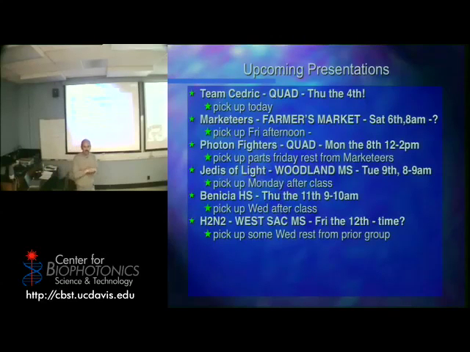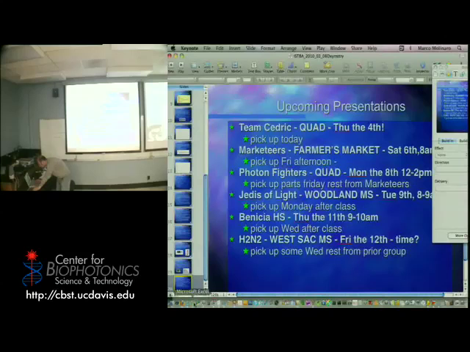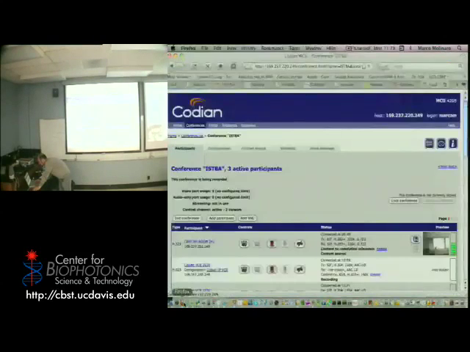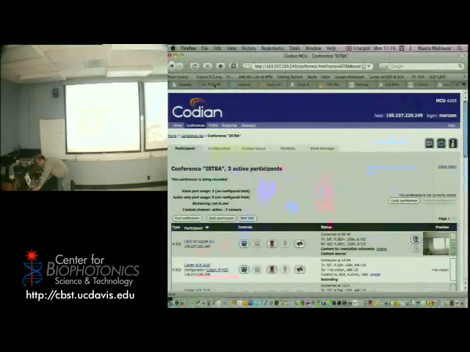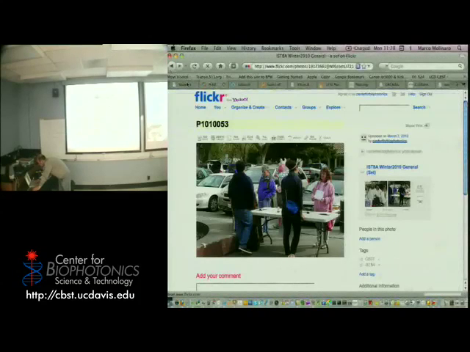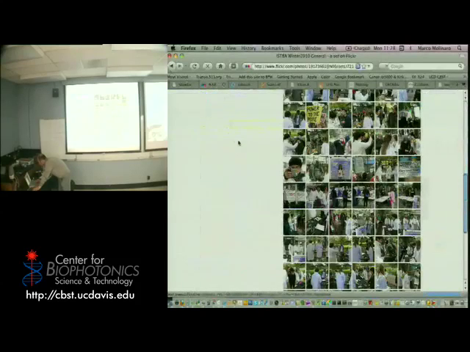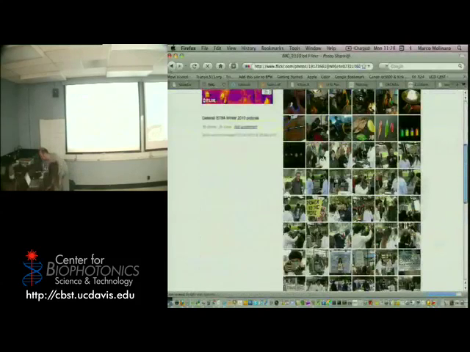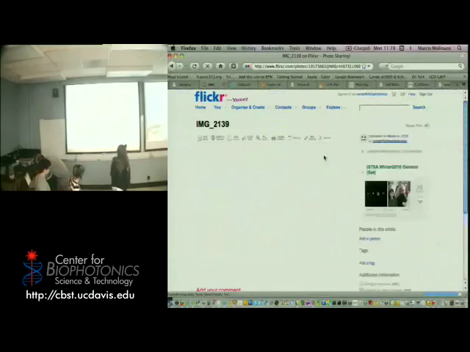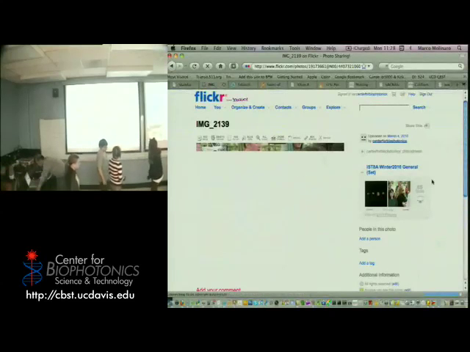Now I'd like the two groups that already presented to come up. Why don't we have Team Cedric come up first? And why don't you tell the class what you guys discovered? By the way, all the pictures taken are being put up on the Flickr site. And if you have pictures that you took, because I wasn't there for all of you, that you would like to share, please get them to me. Okay, come on up. Take center stage.